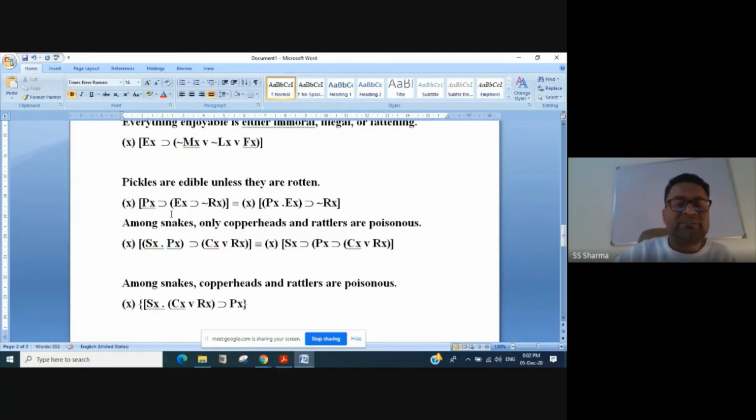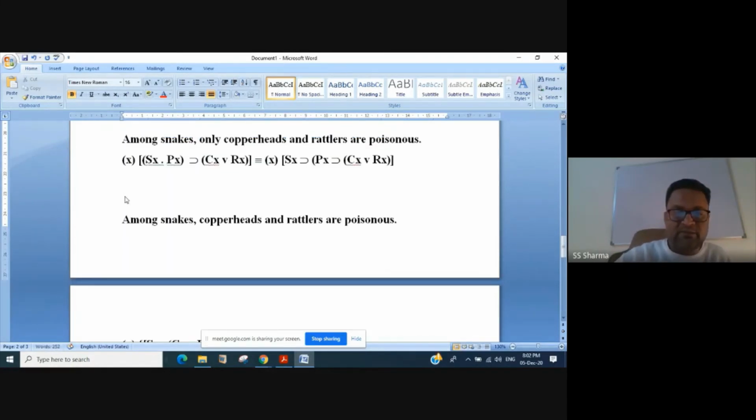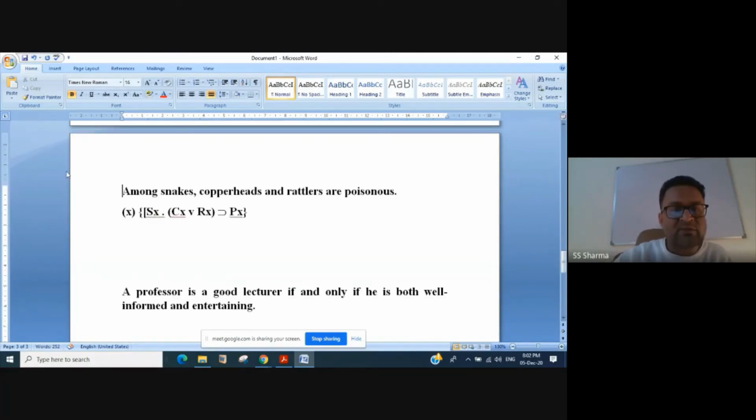So questions can be turned a little bit here and there, and you need to understand how these symbolizations will change. So this is going to be the symbolization. Among snakes, copperheads and rattlers are poisonous. So it says that for all x, if x is a snake and x is either a copperhead or a rattler, then x is poisonous. So this is the symbolization for it. I need to put one more bracket over here so you will understand it even better.